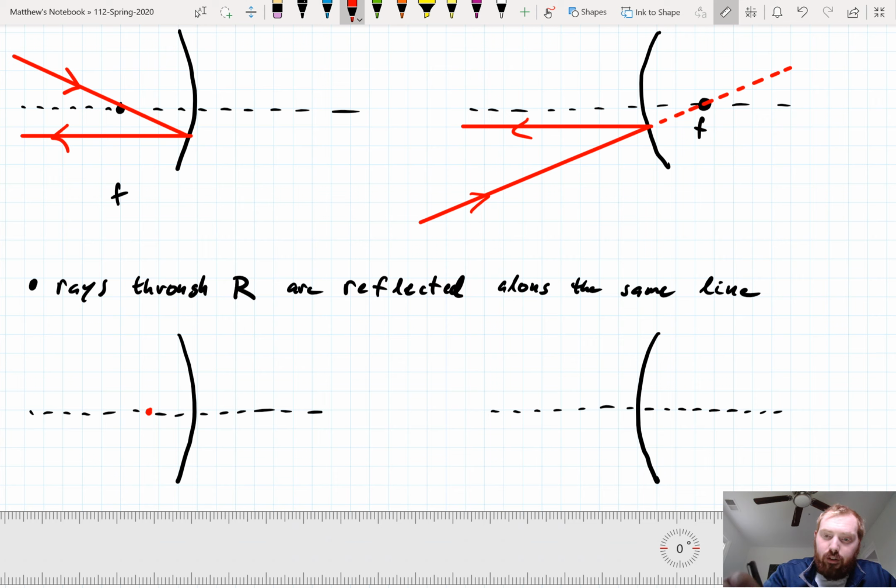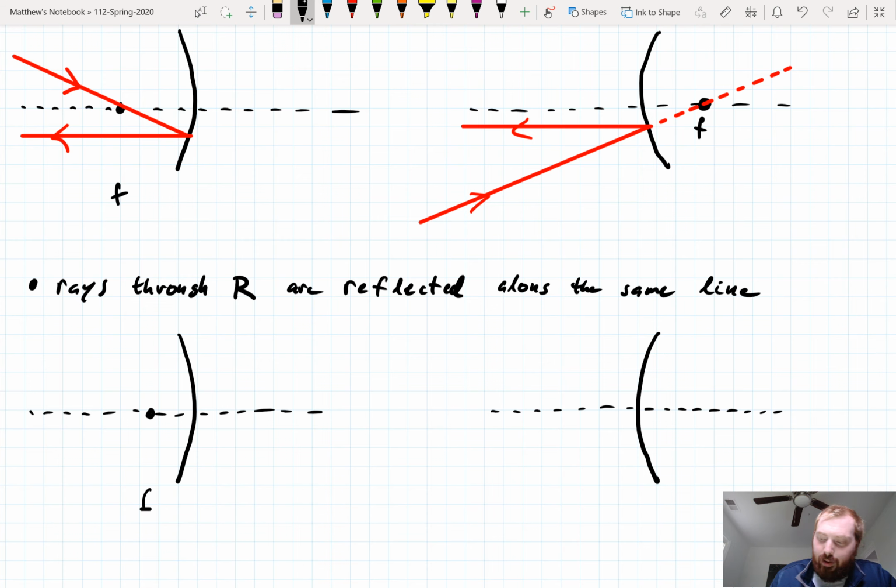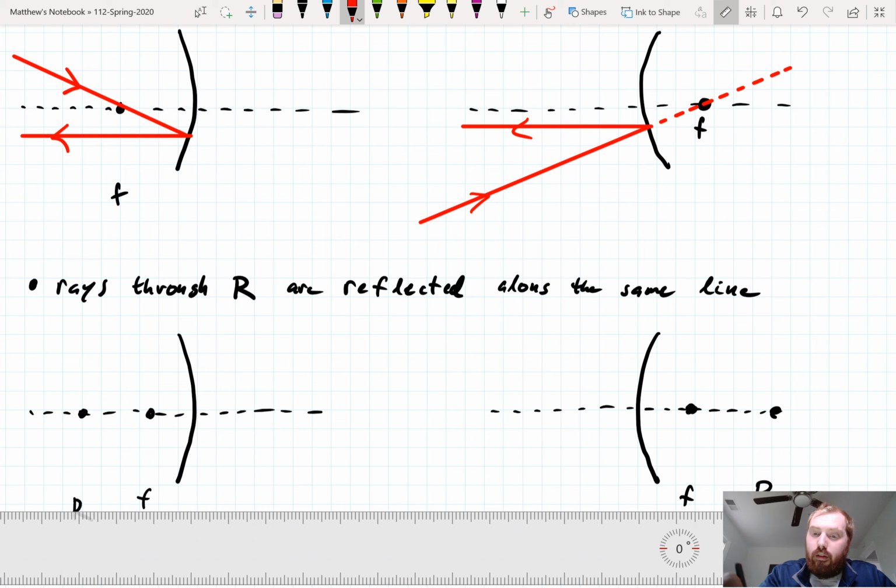Let's go back to black for a second. So let's say this was the focal length. Oh my gosh, gotta turn off the ruler. So there's my focal. Here's my radius. Focal. Radius. All right. Now let's start shooting some rays in.